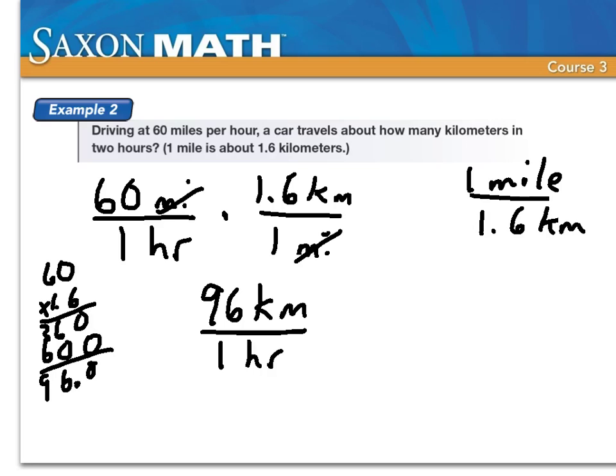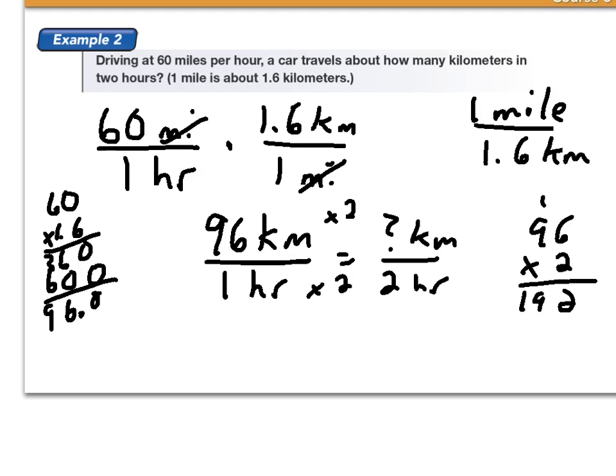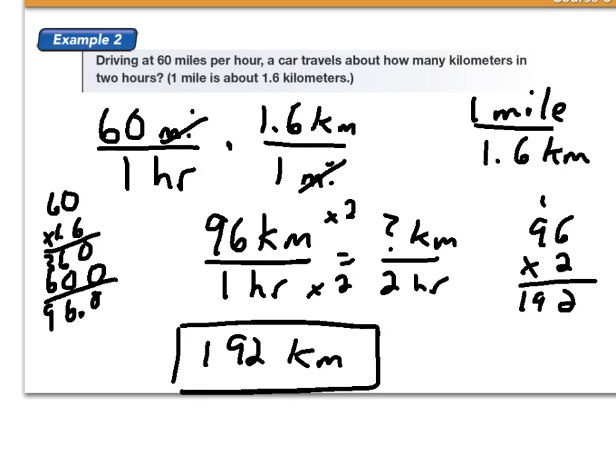Well, that doesn't answer my question, though, because my question asked me how many kilometers in 2 hours. So I'm trying to figure out, this is equal to how many kilometers in 2 hours. If I multiply the bottom by 2, I'm going to multiply the top by 2. And when I do 96 times 2, that's 12, and we get 18, carry 1, that's 19. So that's going to equal 192 kilometers. That's about what the car can travel in 2 hours.